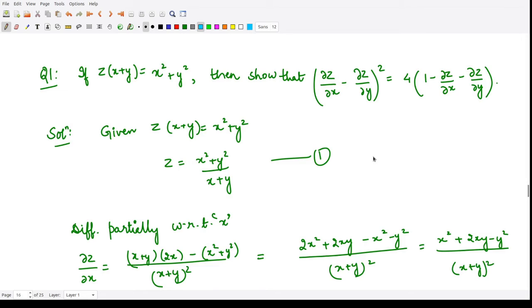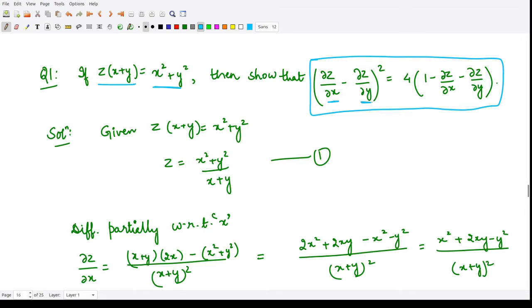So next we will discuss certain examples. The first question is, given z multiplied by x plus y is equal to x square plus y square. This is given to you. Then they are asking, show that this quantity is equal to this quantity. So here notice that we are required to calculate del z by del x and del z by del y. On the right hand side also, we only require these two terms. So firstly we will compute the partial derivative of z with respect to x, and then the partial derivative of z with respect to y.